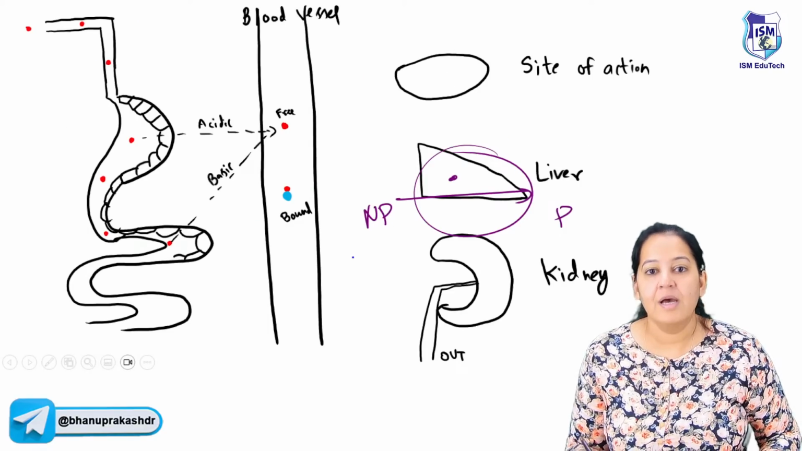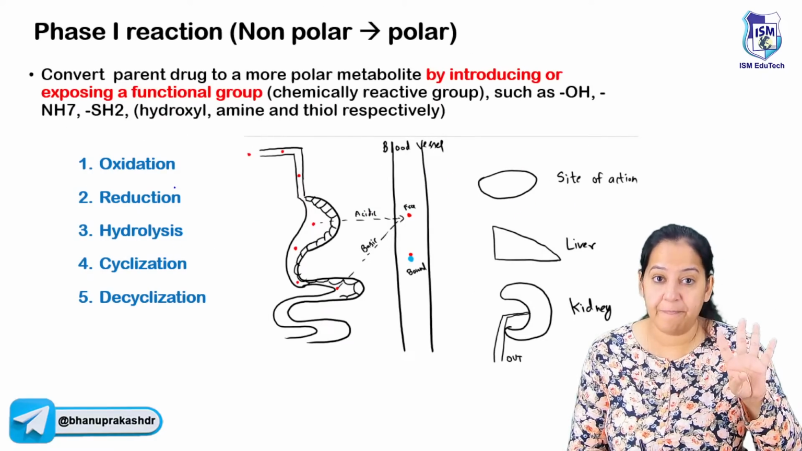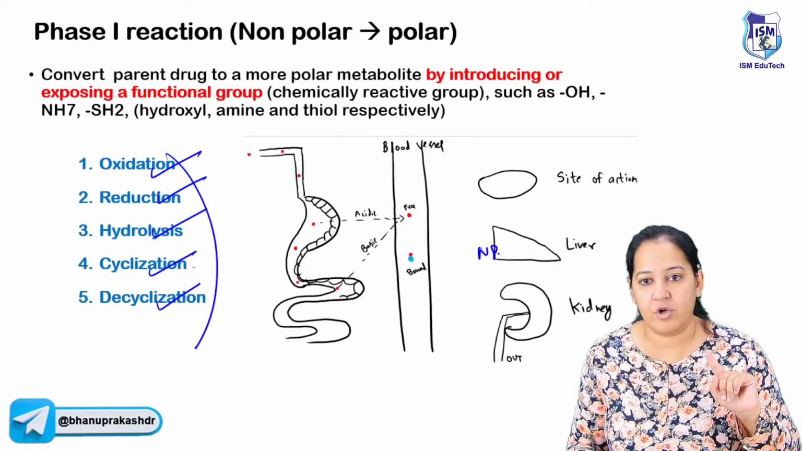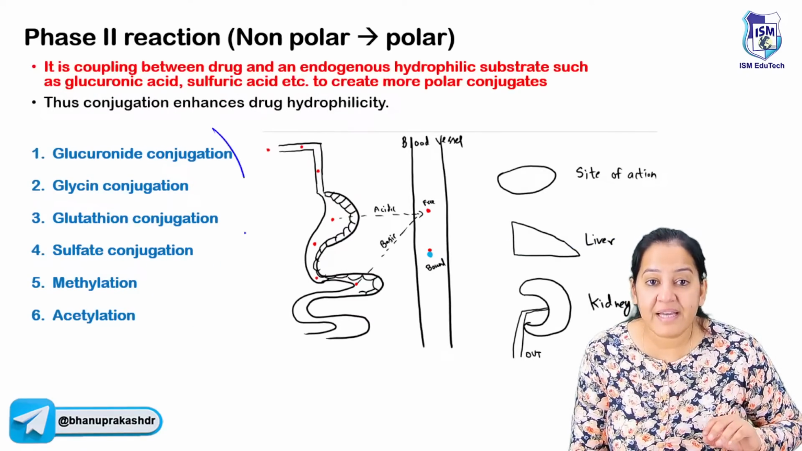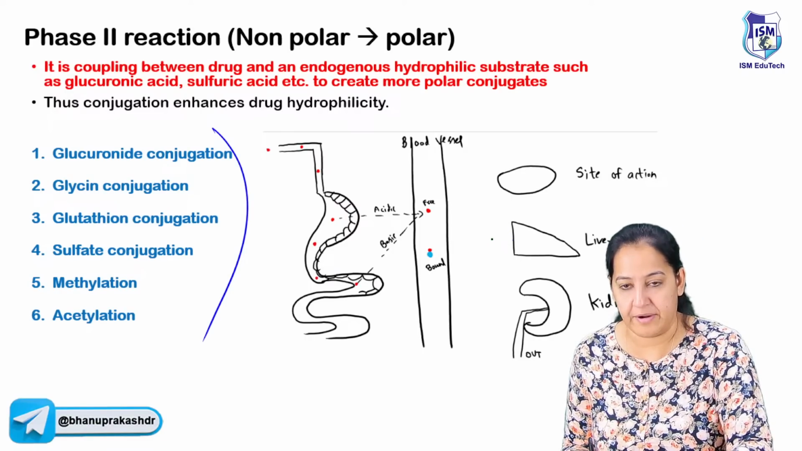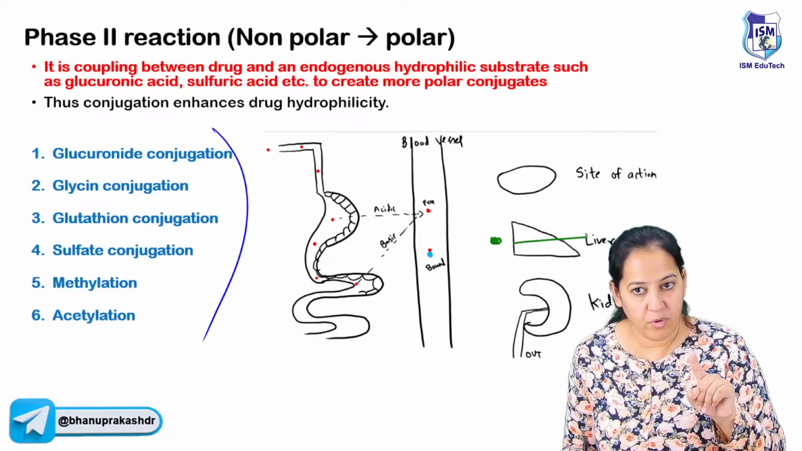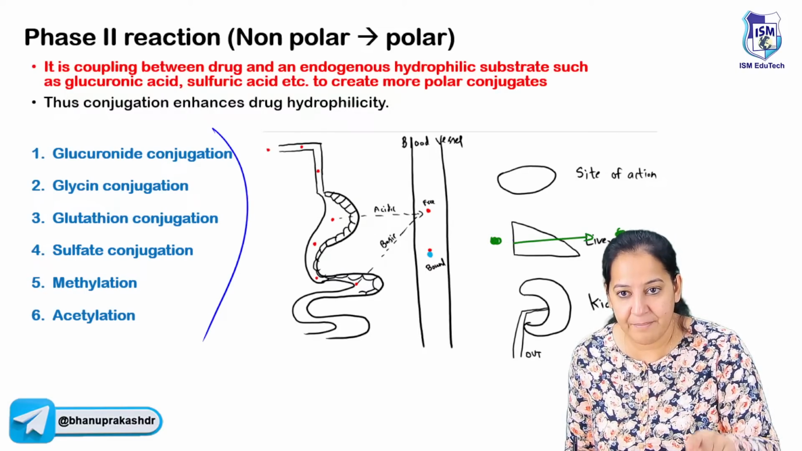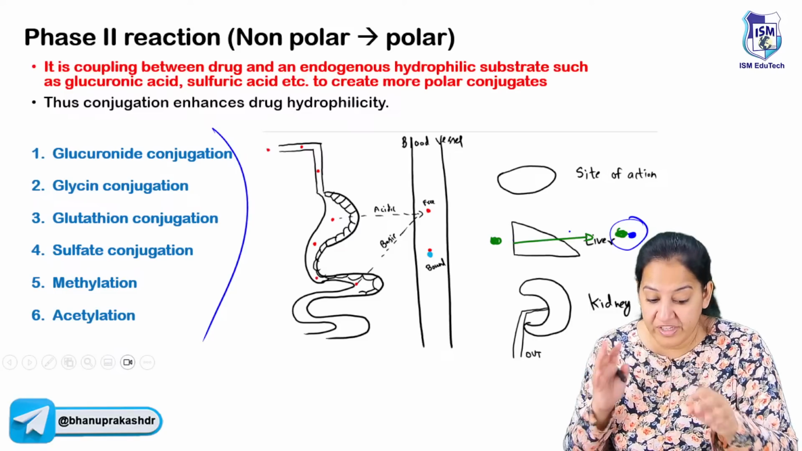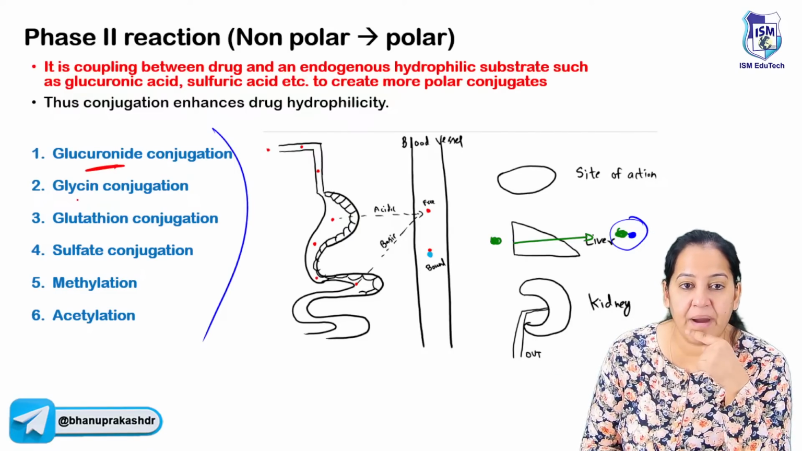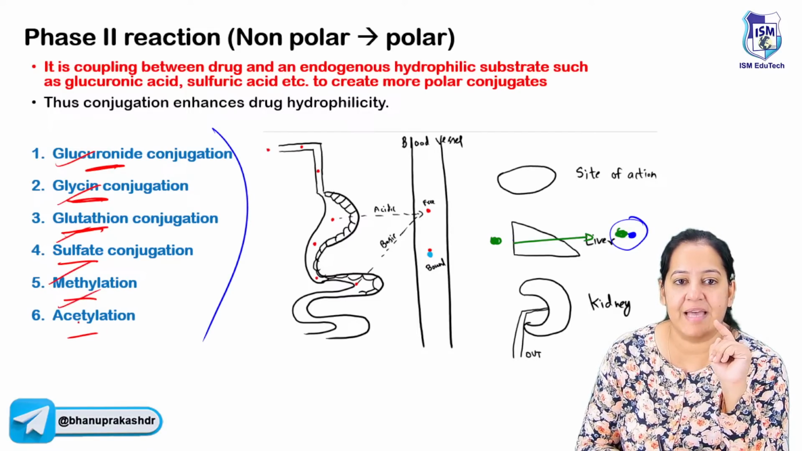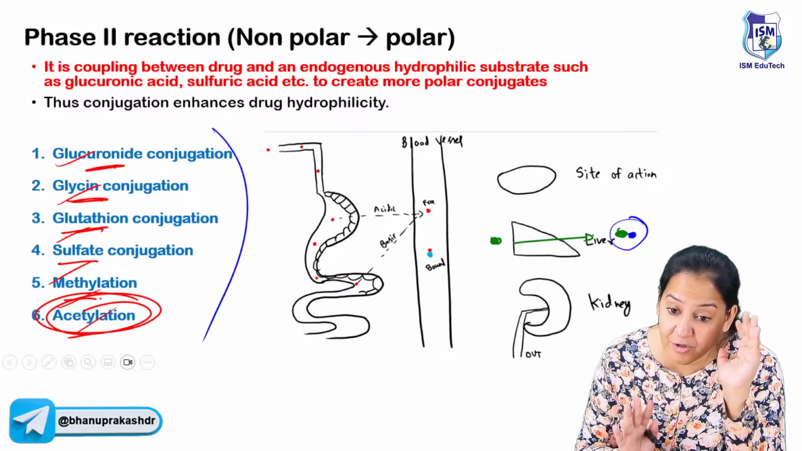There are 5 types of phase 1: oxidation, reduction, hydrolysis, cyclization, and decyclization. In all of them, the liver converts non-polar to polar. And there are 6 types of phase 2. This is a non-polar drug and you want to convert it into polar, so first combine the drug with some endogenous polar molecule so that the conjugate formed is polar. You combine with glucuronide, glycine, glutathione, sulfate, methyl, or acetyl. These are the 6 types: Triple G, SMA. I am interested in acetylation because my current question is based on acetylation.